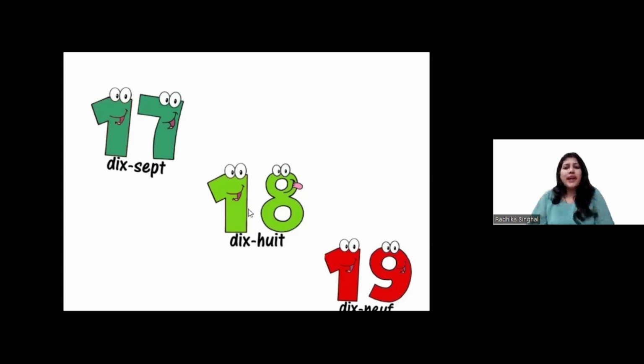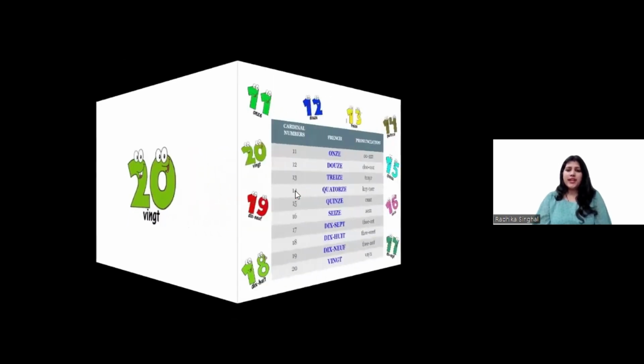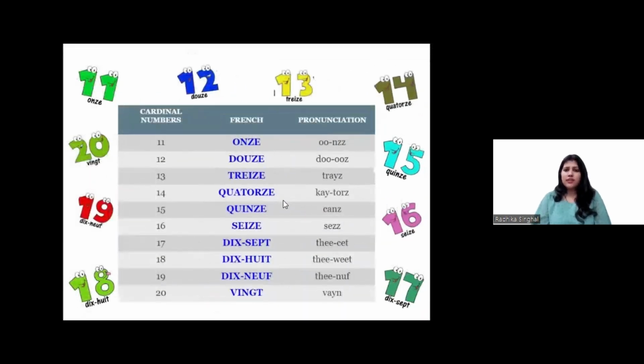Okay. Now, number 20 in French is called vingt. So let's again look at all of them together. Repeat after me, okay? Onze, douze, treize, quatorze, quinze, seize, 17, 18, 19, and 20.